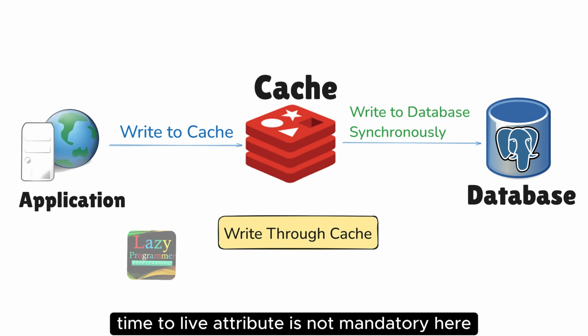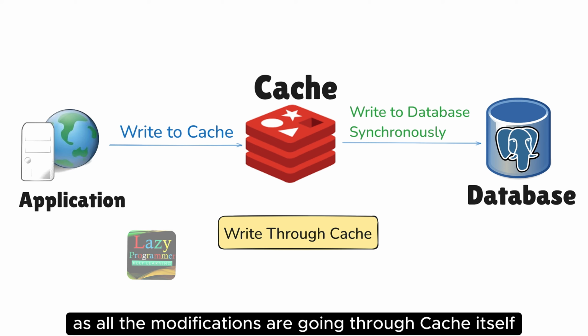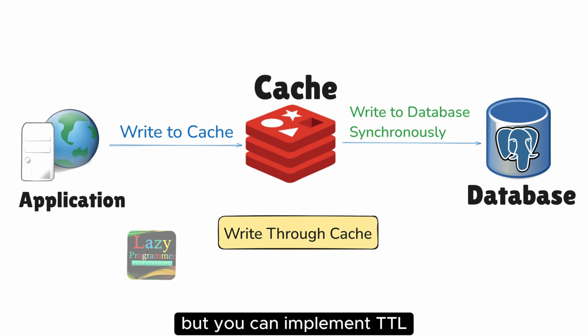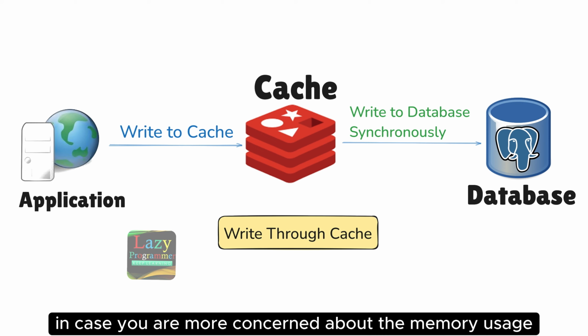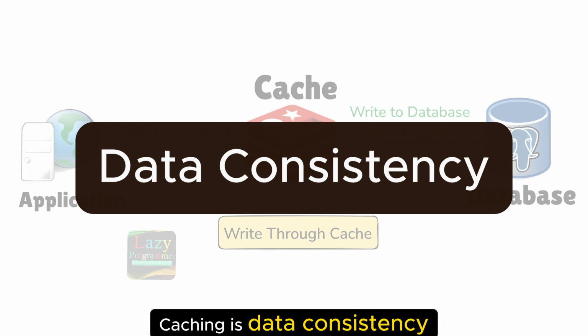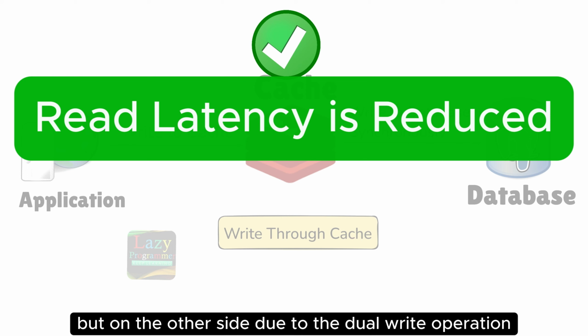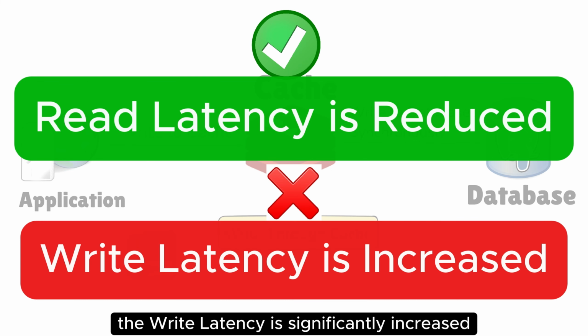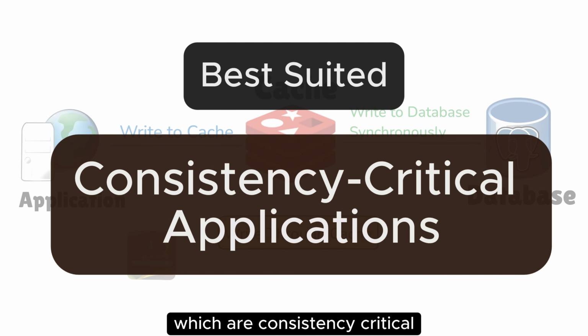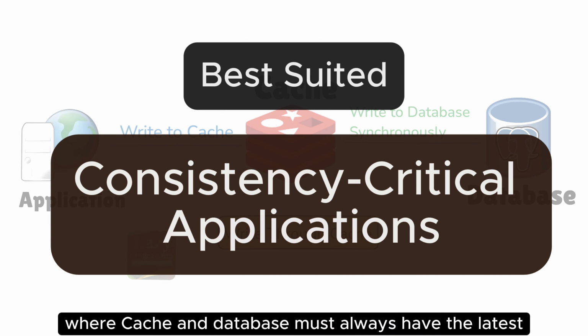Configuring the time to live attribute is not mandatory here, because the cache will always have the latest data as all the modifications are going through the cache itself. But you can implement TTL in case you are more concerned about the memory usage. But in that case, you also need to consider and handle the cache miss scenarios. The main advantage of using write-through caching is data consistency. On one side, it reduces the latency during read operations, but on the other side, due to the dual write operation, the write latency is significantly increased. Write-through is best suited for systems which are consistency critical. For example, financial applications where the cache and database must always have the latest and in-sync data.